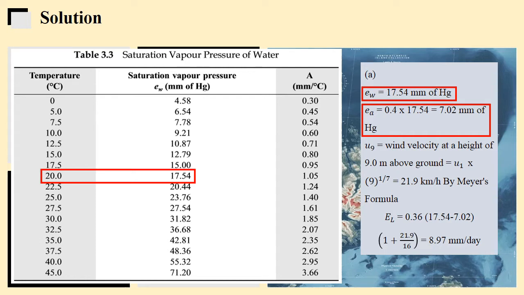So to solve for the lake evaporation, E_L is equal to 0.36 times (17.54 − 7.02) times (1 + 21.9/16). Thus, we get 0.97 millimeter per day for the lake evaporation.